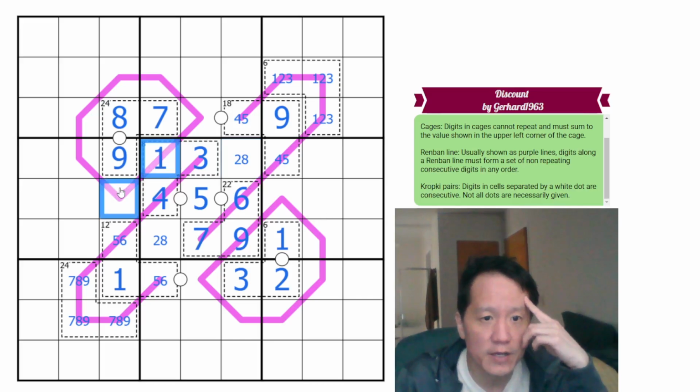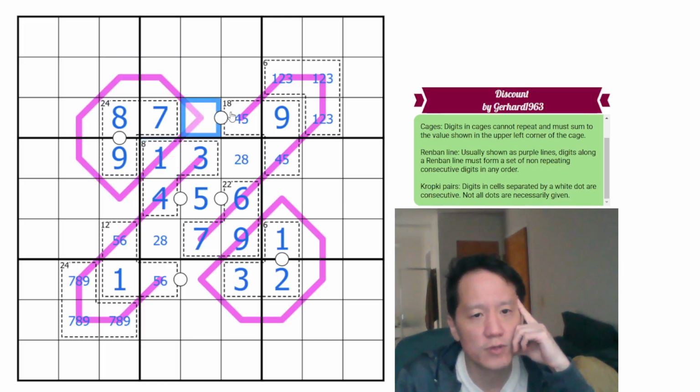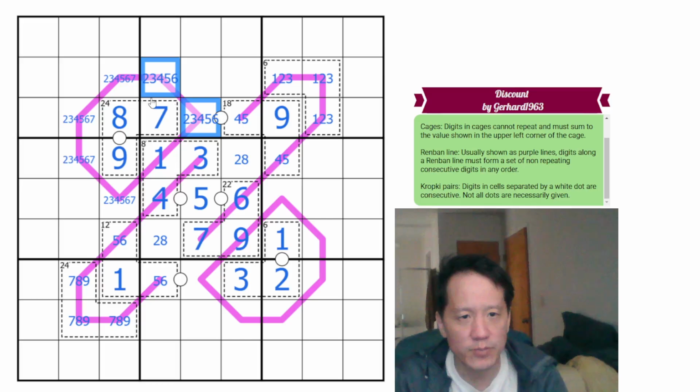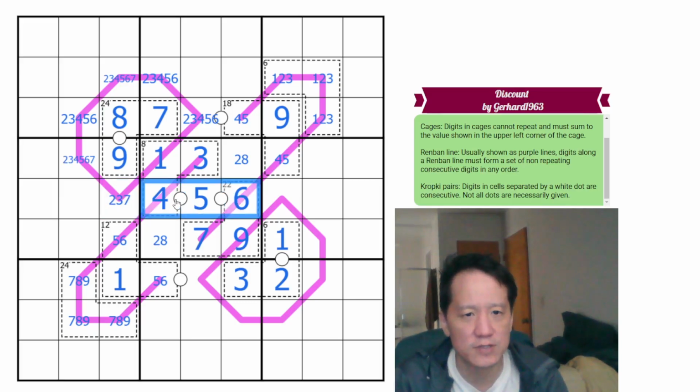This Renban is 1, 2, 3, 4, 5, 6, 7 also in length. So this also has to be 1 through 7. So this is now 2, 3, 4, 5, 6, 7. And 7 can't be here and can't be here because of this 7. This can't be 4, 5, or 6 because of these 4, 5, and 6. This can't be 5.